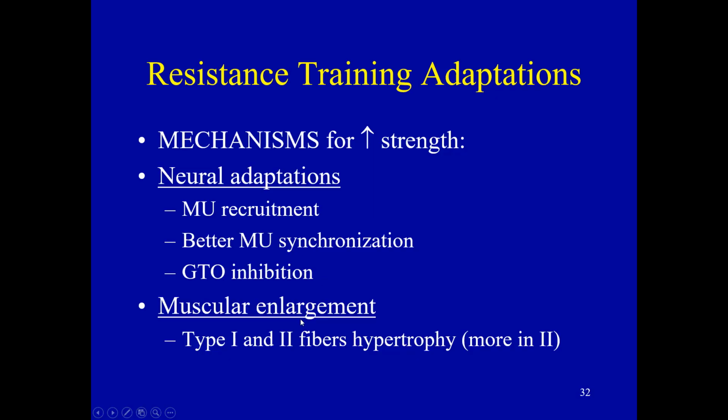And then the other main strategy is the muscles just get bigger. There's more protein in there, more actin, myosin, and thus the muscle's going to get bigger, and that's going to lead to improvements in strength. So both type 1 and type 2 fibers will hypertrophy due to resistance training, although you would expect normally more of the change to be in the type 2 fibers.